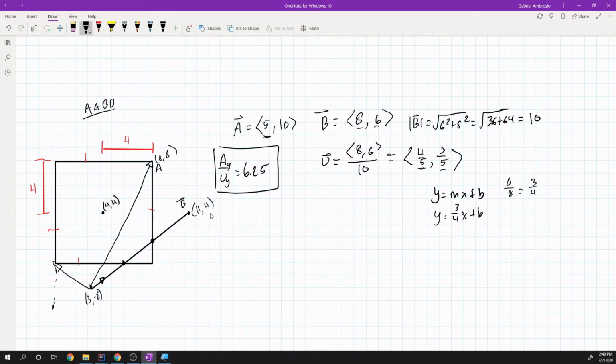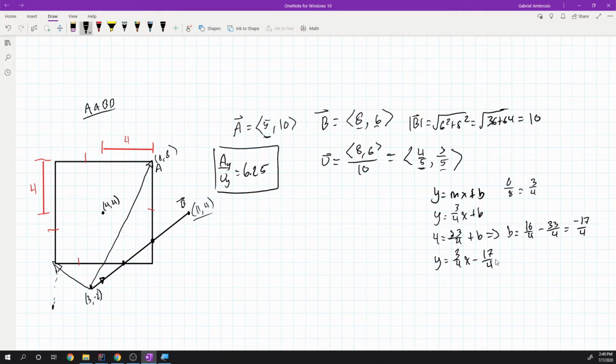Let's plug in an x and a y. We'll plug in this x and this y, okay? So that's 4 equals 33/4 plus b. Let's find what b is. That would be b equals 4 times 4 is 16 over 4 minus 33 over 4, which is just negative 17/4. So line equation of y equals 3/4 x minus 17/4. That's our line equation. How does this help us?